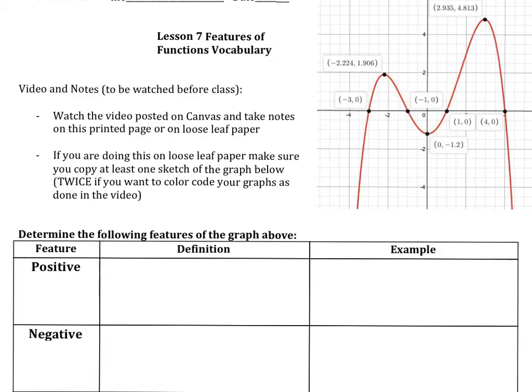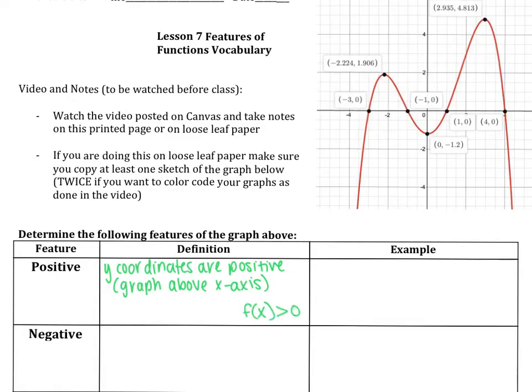Hello, in this video we're going to look at more features of functions. The first feature we're going to consider is where a function is positive. The definition for positive refers to the intervals where the y-coordinates are positive or above the x-axis. And the mathematical way we can note this is by writing f of x is greater than 0.